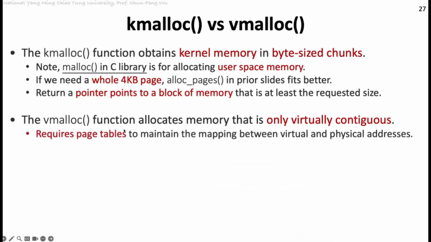So it requires a page table to maintain a mapping between virtual and physical addresses. The reason I say virtually contiguous is that you can't allocate a size smaller than 4 kilobytes. If you want 40 kilobytes, for example, then you have 10 4-kilobyte pages, and these 10 pages don't need to be contiguous. They can be in different address spaces.